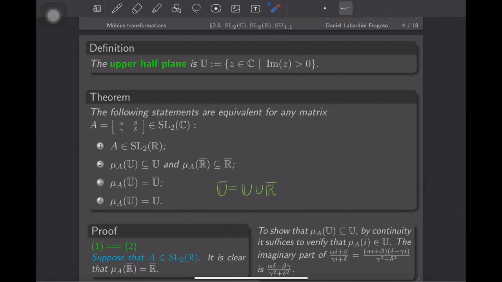Okay, so this characterizes the 2 by 2 complex matrices of determinant 1 that leave the upper half plane bijectively invariant. Fortunately, the characterization is given in simple terms. The matrices are not strange matrices. They are just real matrices with determinant 1. This is not a strange set. It's not a strange group.